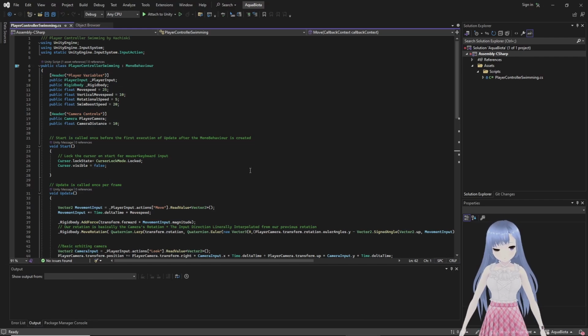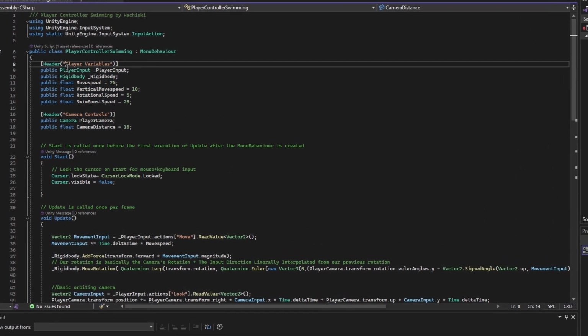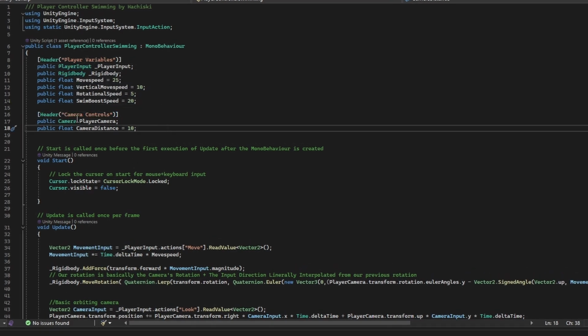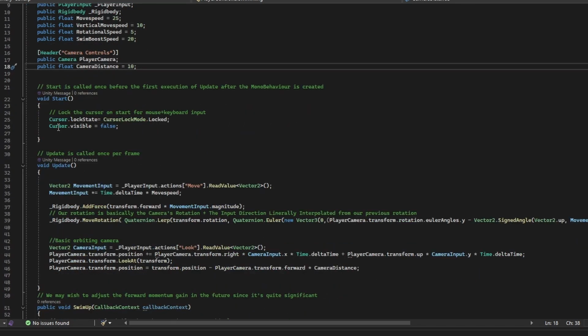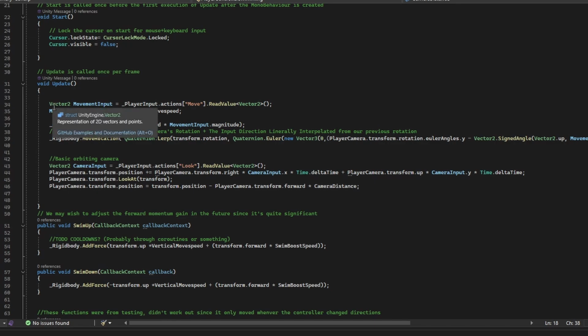So this is the code I have for it. To start off, we have all the variables we want here, including the input, rigid body, the floats to control speed and all that, and the camera. And in Start, we lock the cursor state and make it invisible, so that way the cursor can be freely used to move without any worries. And then here in Update, we get the movement input from the input system as a Vector2. And we also get the camera input below right here as a Vector2.